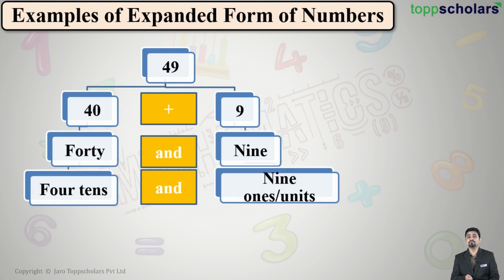We have the number 49. Its expanded form will be place value of 4, that is 40, plus place value of 9, which is 9 itself. So it is 40 and 9. Why do we have 40? Because we have 4 in tens place, or we have 4 tens, and we have 9 in ones place, or we have 9 ones. Simple.